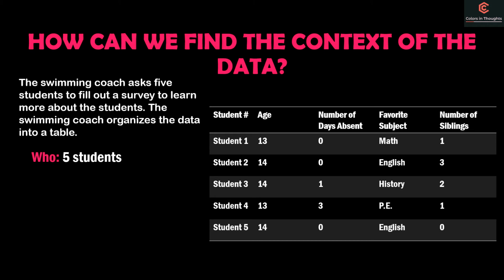Let's start off by reading the information given. The swimming coach asks 5 students to fill out a survey to learn more about the students. The swimming coach organizes the data into a table. So let's find the context of the data by answering the 5 W's. Who is the data about? The answer is the 5 students. The coach wants to learn more about the 5 students, and the table includes information about the 5 students.